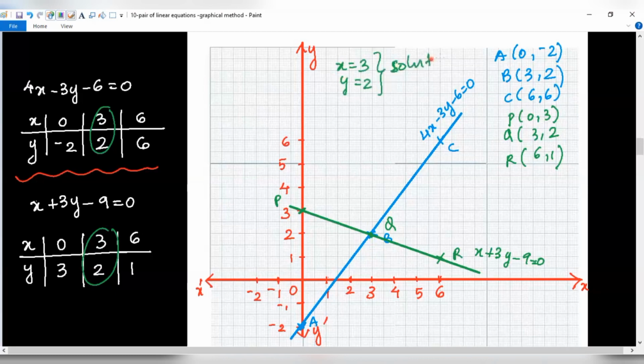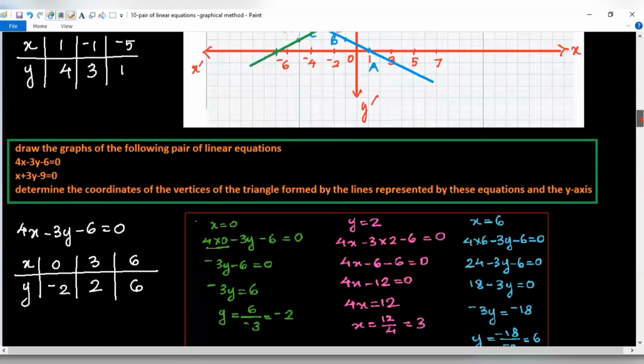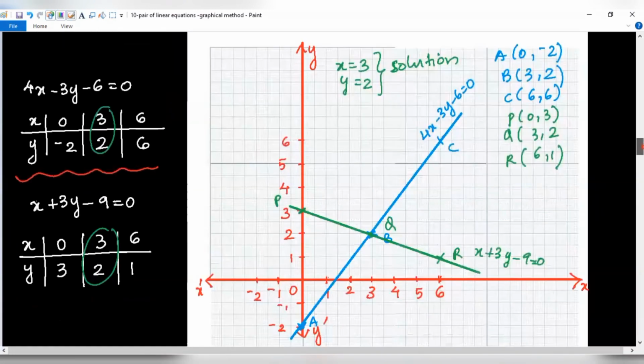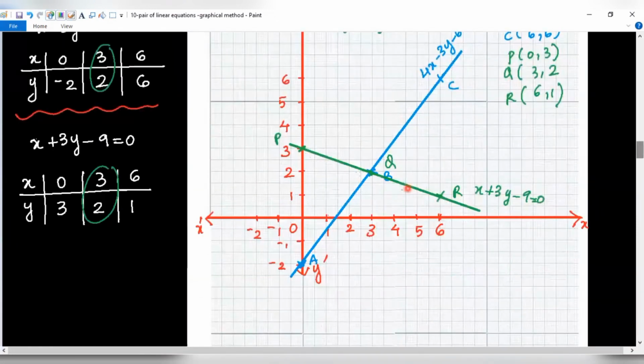Graphically, we got it. And one more part was there for the question: determine the coordinates of the vertices of the triangle formed by the lines represented by these equations and the y-axis. Okay, see, we need the coordinates of the triangle formed by these lines and the y-axis. This is the y-axis, no?